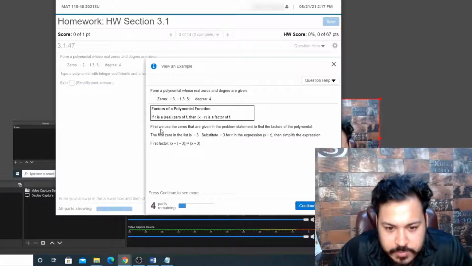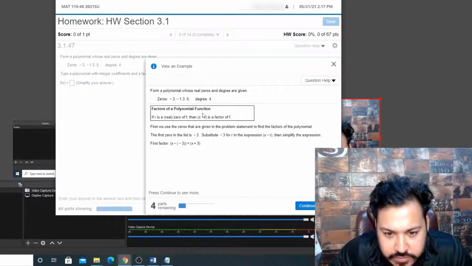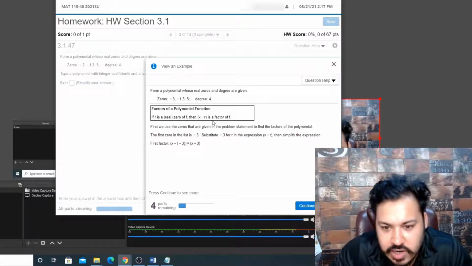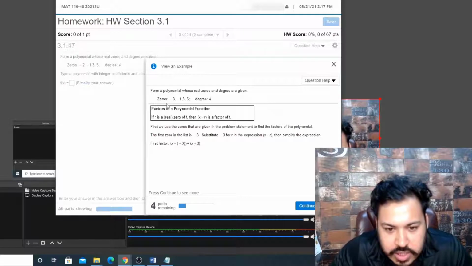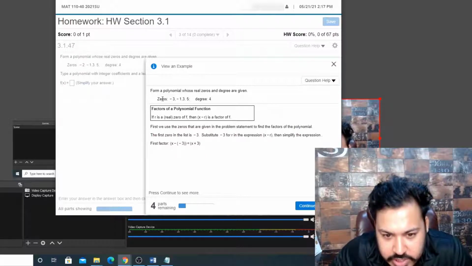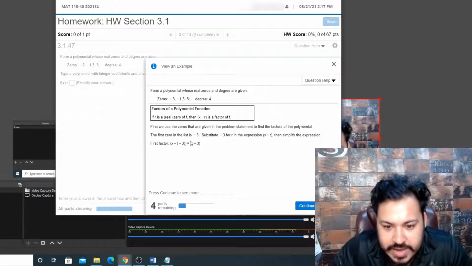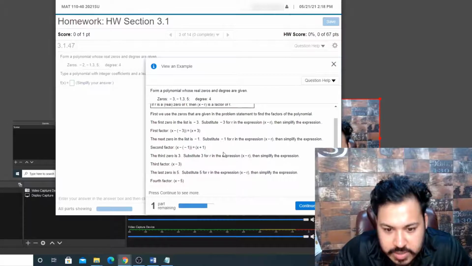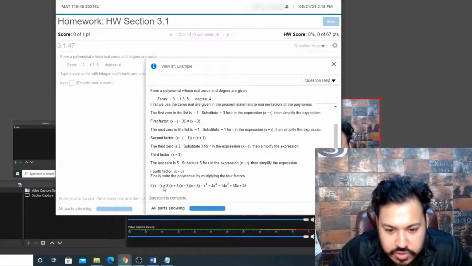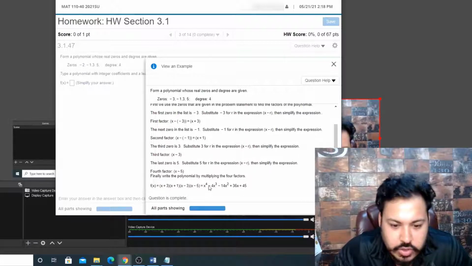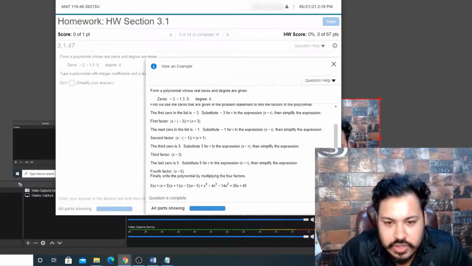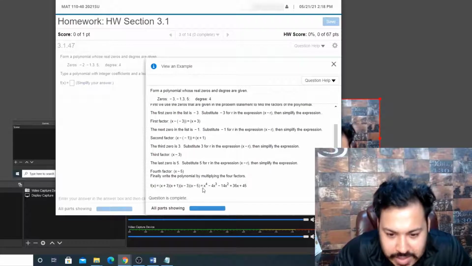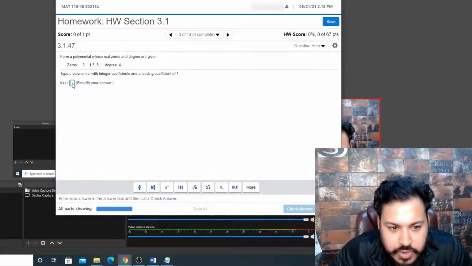So let's look at this one. It first talks about factors of a polynomial function. If r is a real zero, then x minus r must be a factor of this polynomial. The first zero in the list is -3 in this particular question, so one of the factors has to be x plus 3, and similarly for all four: x plus 3, x plus 1, x minus 3, and x minus 5. Then you multiply all of them together and simplify to get this equation, which is your answer for the polynomial. Now if you take this hint, you follow similar steps but change it to the initial question, get your answer, submit it and see how it goes.